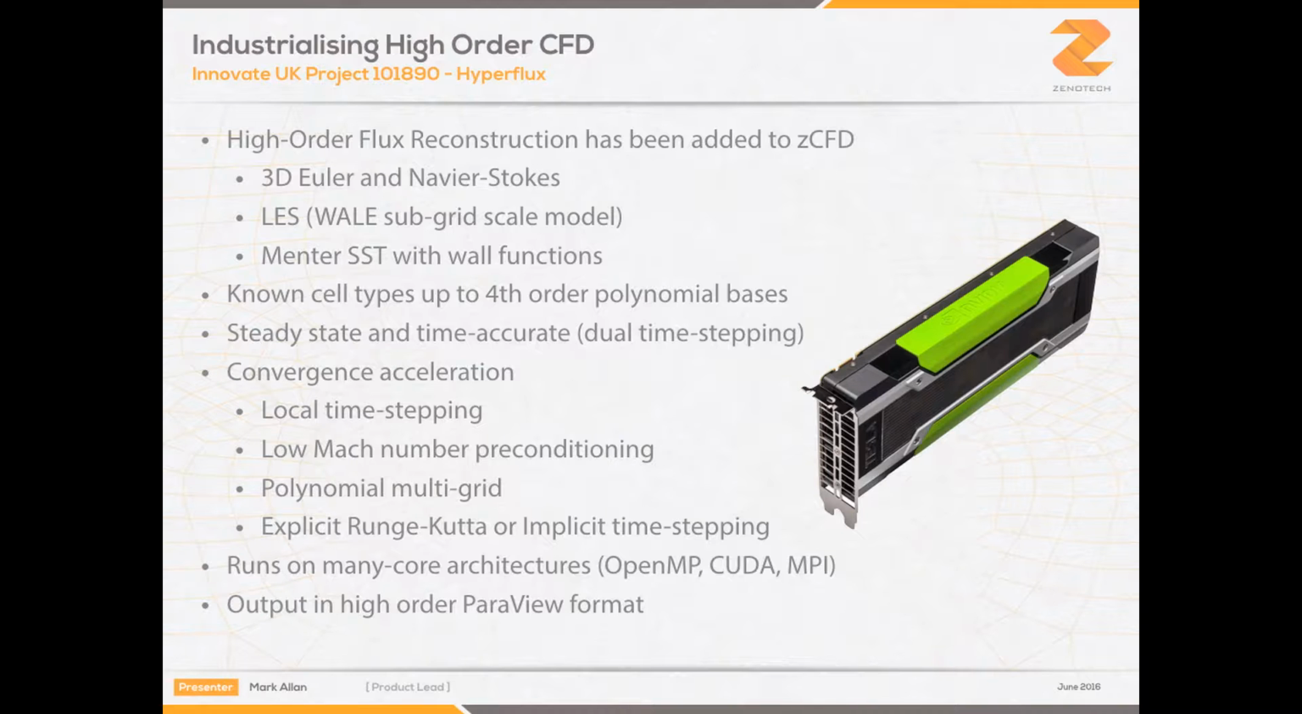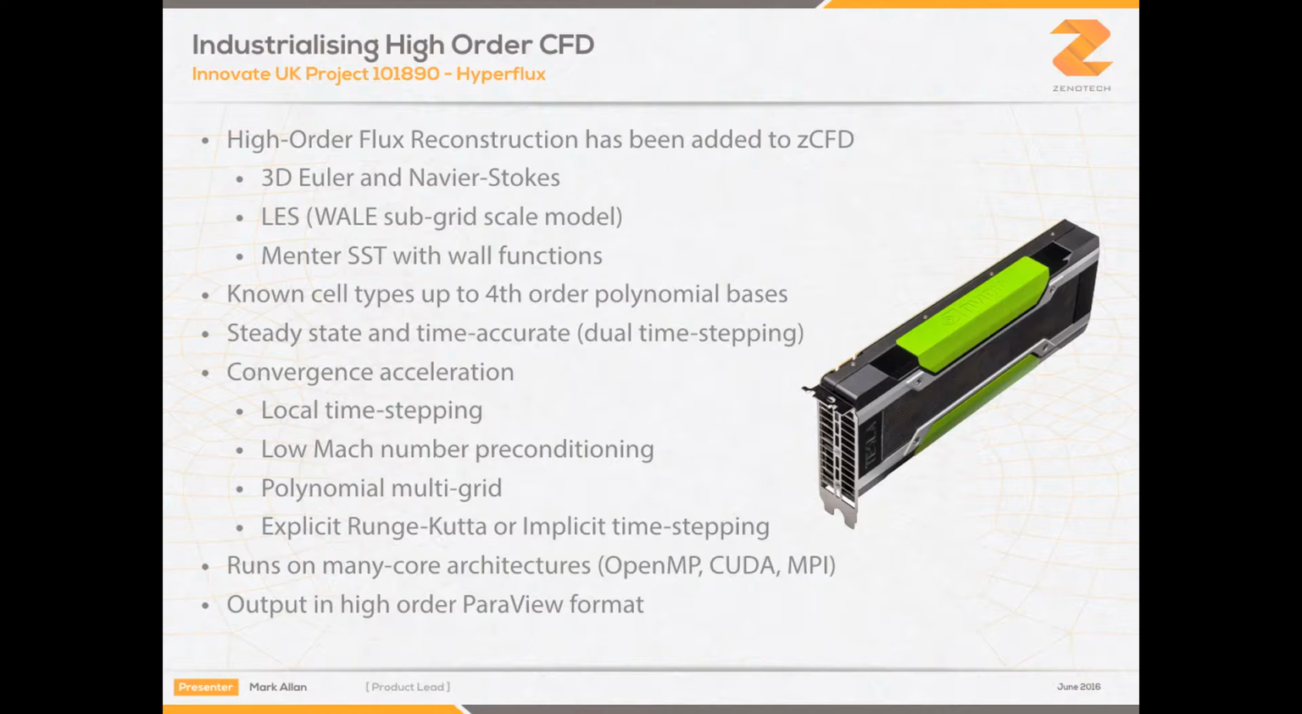It has an LES subgrid scale model, and for RANS modelling it has the Menter SST model. We can run with known cell types up to 4th order polynomial bases, and we can run simulations which are steady state and time accurate. In order to achieve time accurate simulations, we've opted to use a dual time stepping approach.